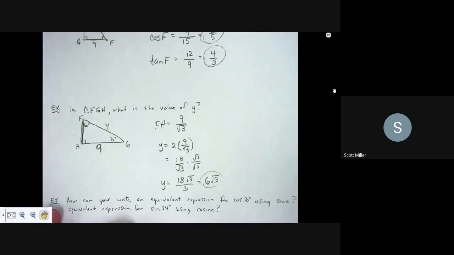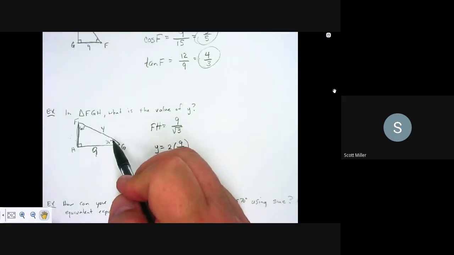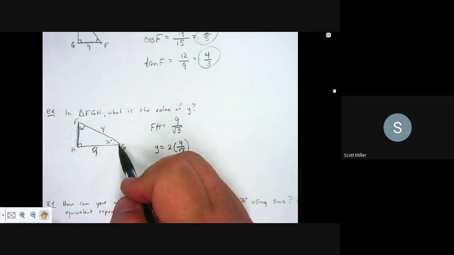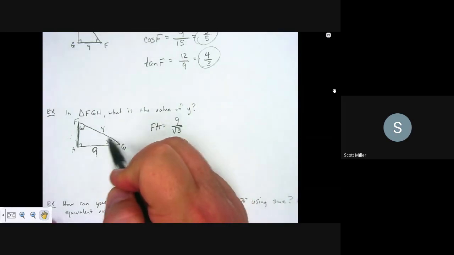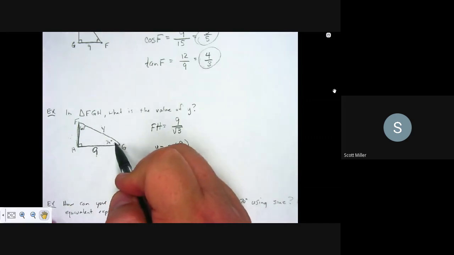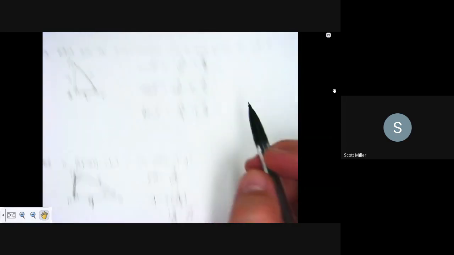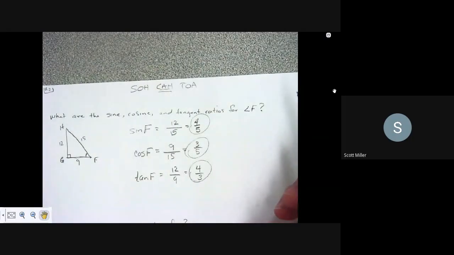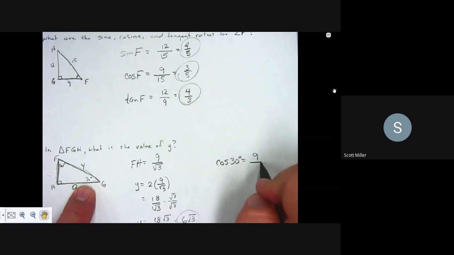Now, if I use trig ratios in this particular problem, I can use either one of these two angles here. So let's say I take angle G. This angle is 30 degrees. This side, which was given to me, is adjacent to angle G, and this is the hypotenuse of this triangle. So adjacent and hypotenuse would be the cosine ratio.